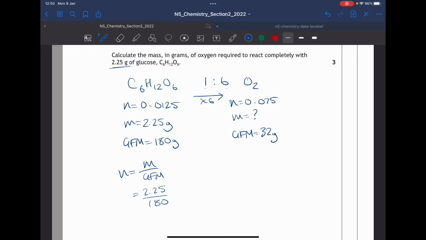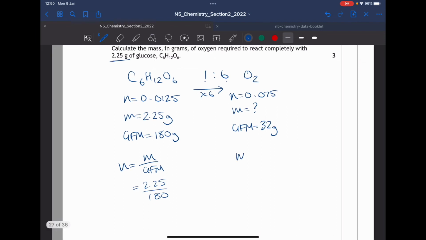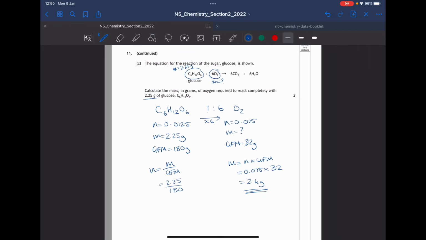0.075. And now we have N and GFM, we can work out M. So M is N times GFM. So 0.075 times 32. And that gives us 2.4. So you need 2.4 grams of oxygen.